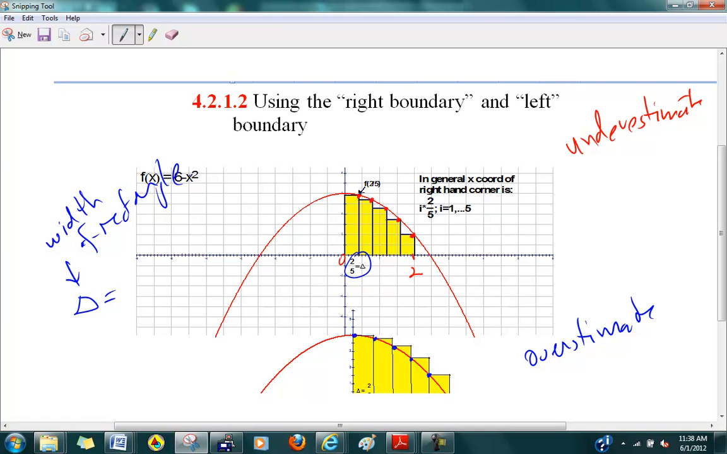Which equation? I times 2 over 5, comma, I goes from 1 to 5. You're going to see this in a minute. Okay. Well, actually, let me explain what that is. Let's go through that.